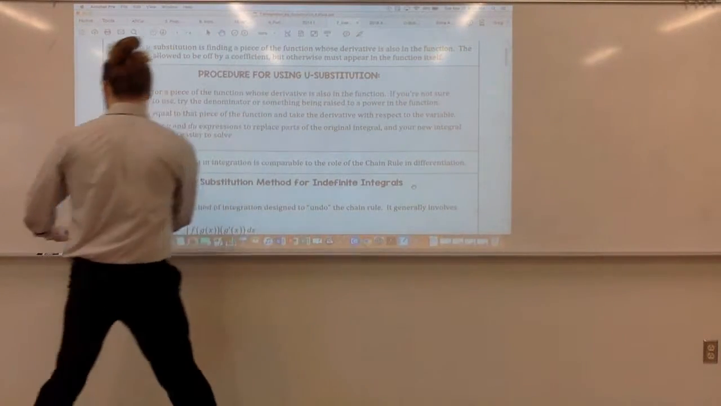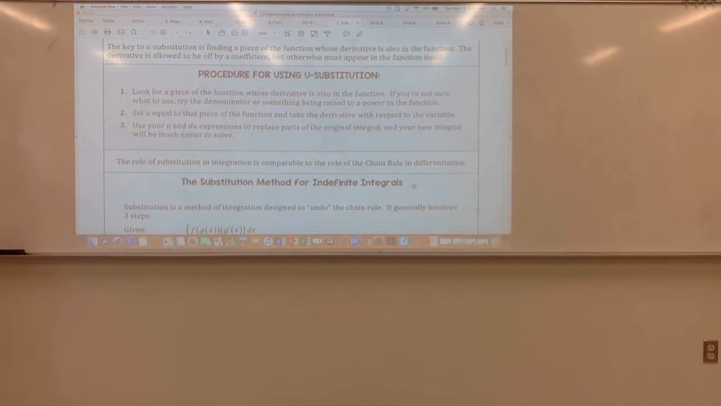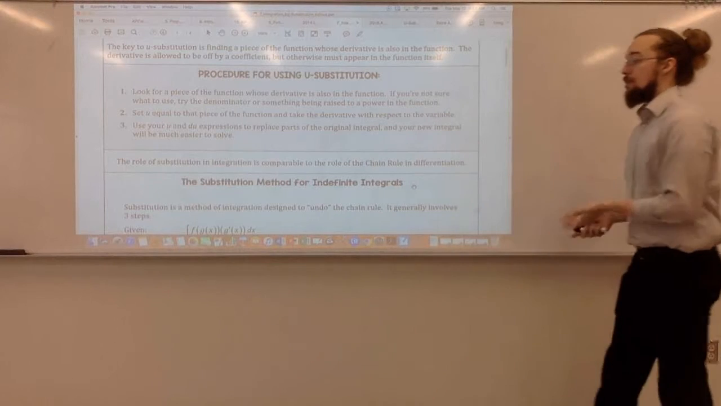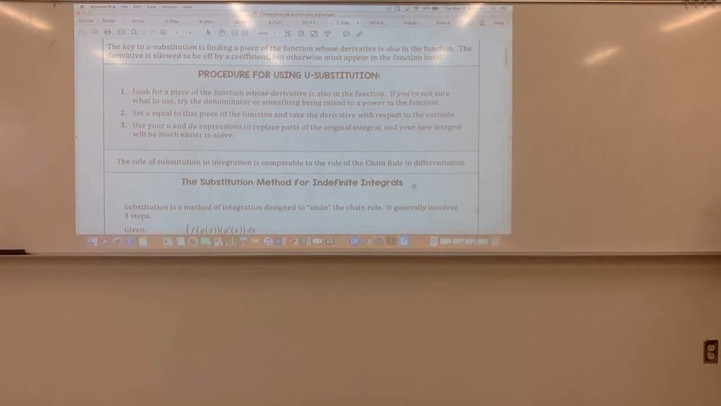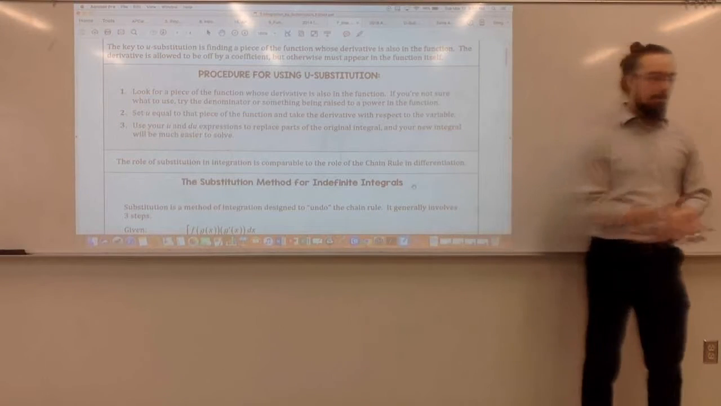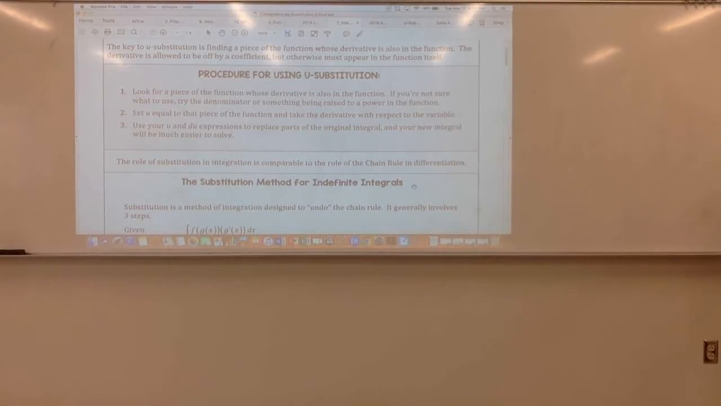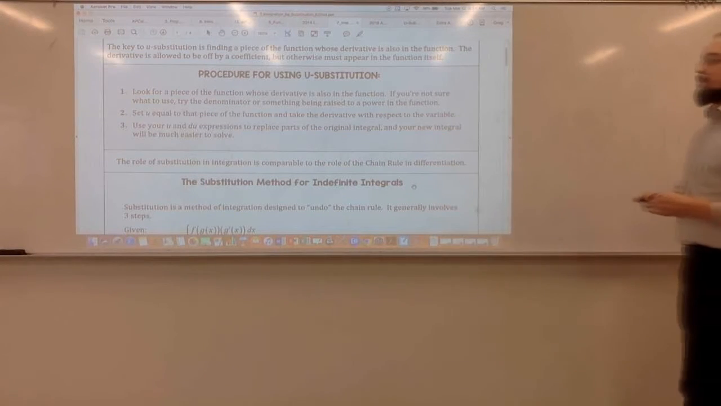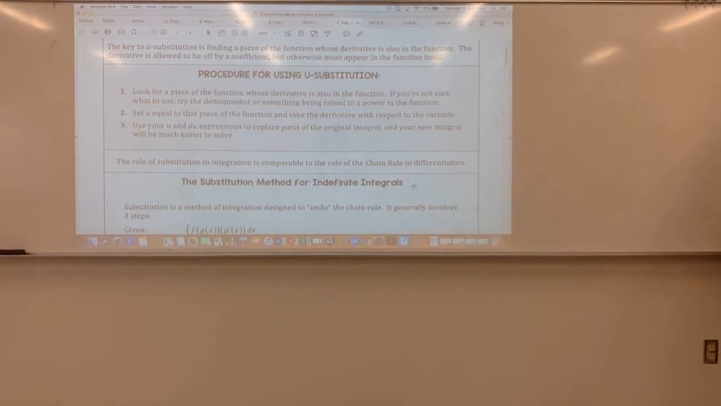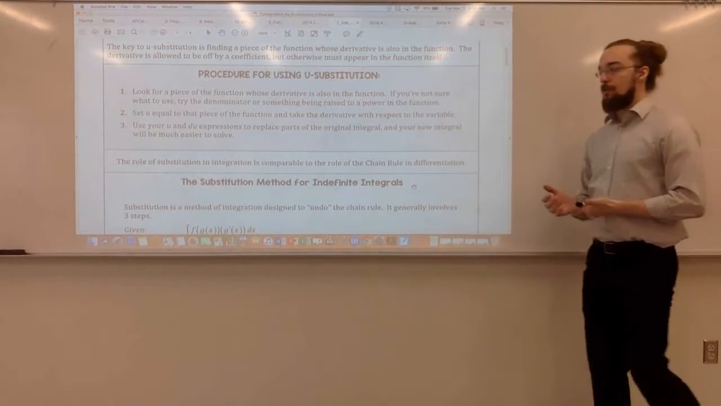U substitution is basically just integrating a chain rule problem. Okay, it's chain rule backwards. This is really the last integration technique that we're going to look at. The rest of the year then is just going to be applications of integration. So we're going to spend a few days on this because there are a lot of different cases that we'll have to look at. But the essential idea is just undoing chain rule.